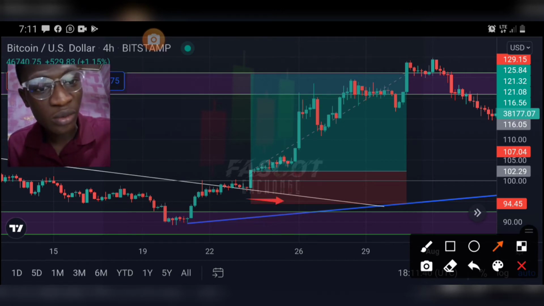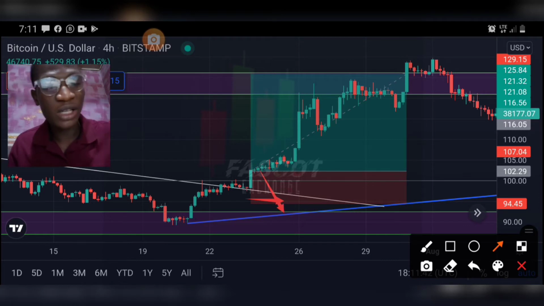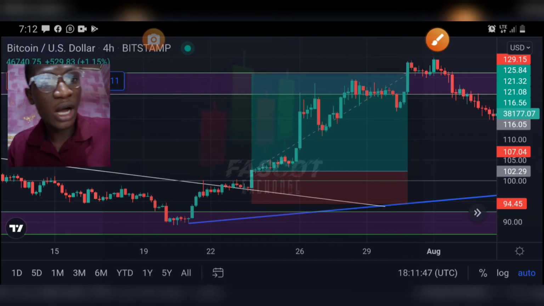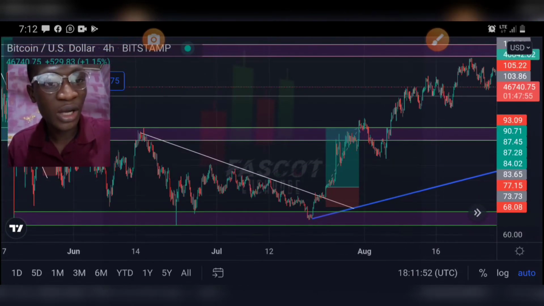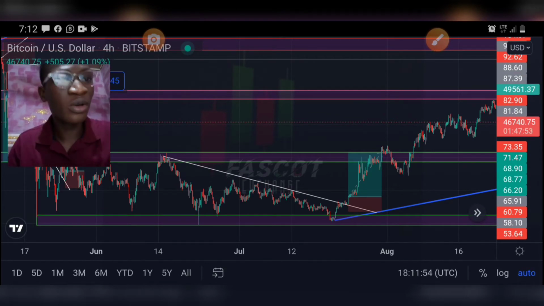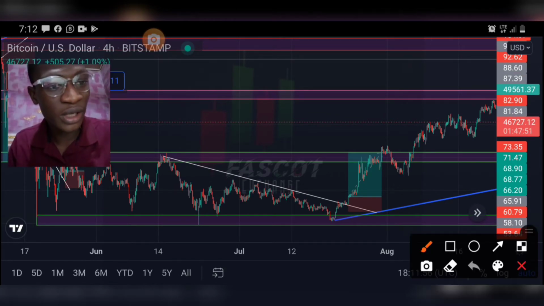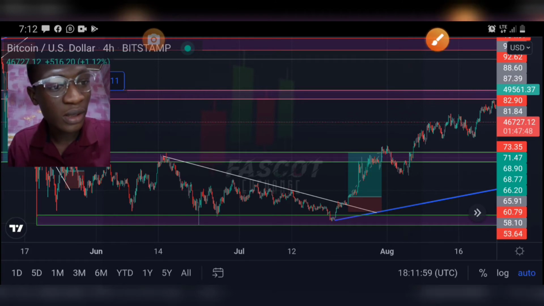If this market should come back into the trend line, and I mean this is a fake out, then I put my take profit at the top, where I feel there's going to be a retracement, okay? Because I feel if this market should get to this zone here, let me drop this zone.